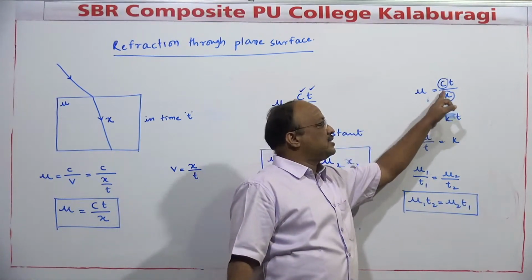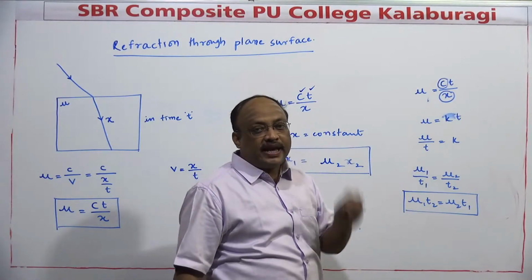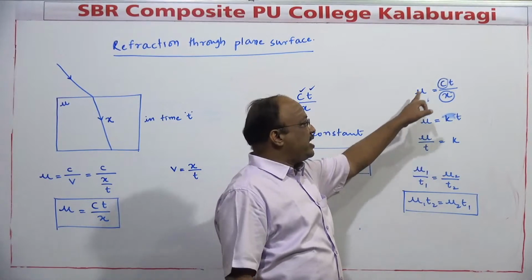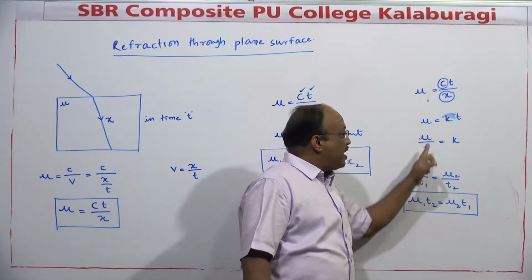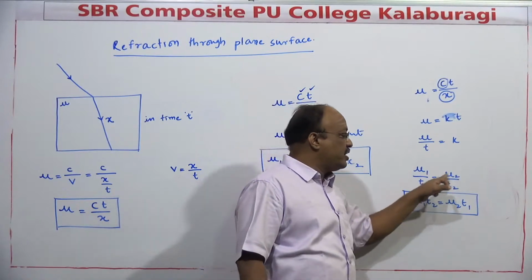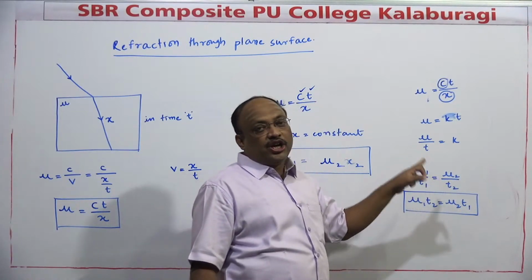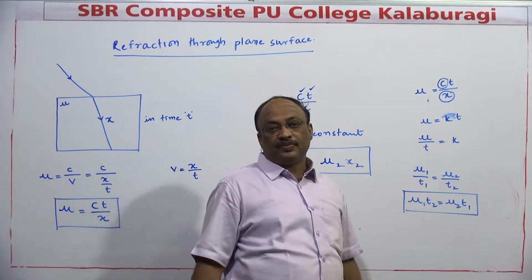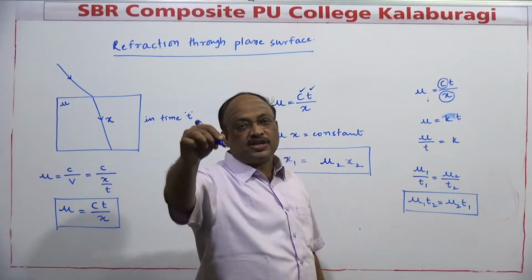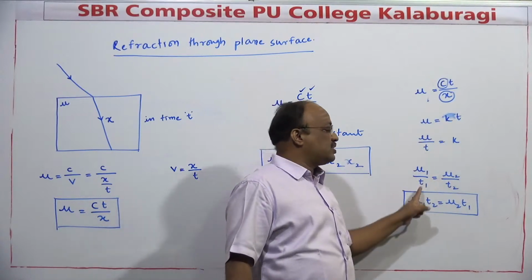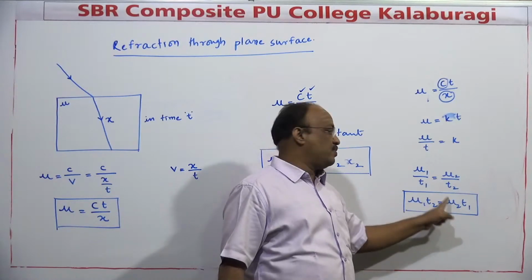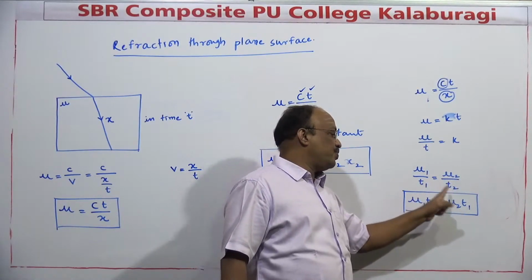The path it is traveling is the same in two different mediums. In the first medium it takes a time duration of t1, and in the second medium a time duration of t2. Same length, same path, for example a 20 centimeter distance in the medium. Then mu1 t1 is equal to mu2 t2.